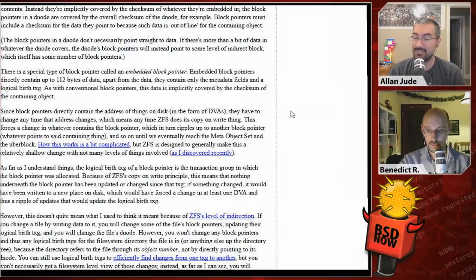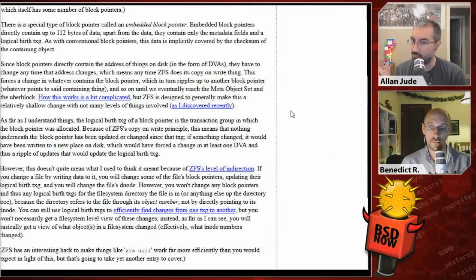There's also a special type of block pointer called an embedded block pointer. Especially once we got in compression, sometimes the amount of data you need to write gets really, really small. Especially something like an empty directory, or you created a file but haven't written to it yet, or you just have a small text file, right? A timestamp or something.